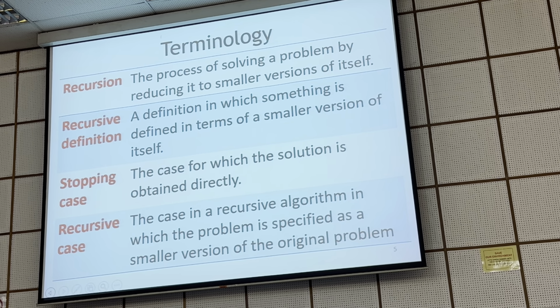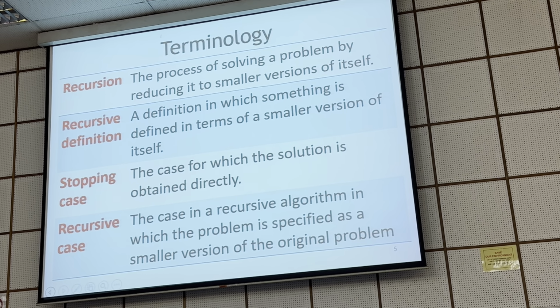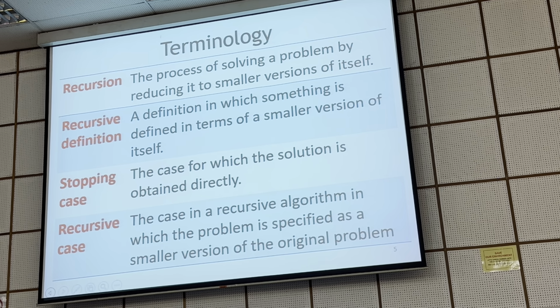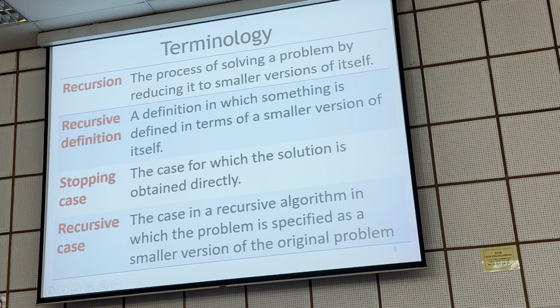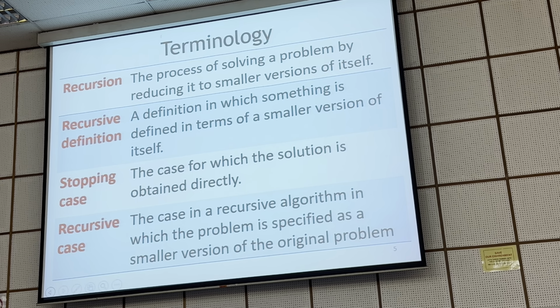So in this case, we decided to stop when I come to one person. One person, I stop. I don't go down to microorganism, single cell organism, atom and all that. I don't go down any further. So the stopping case allows us to stop the recursive process. When you find the direct solution, when the solution is obtained, you stop. So this is known as the stopping case, where we stop.